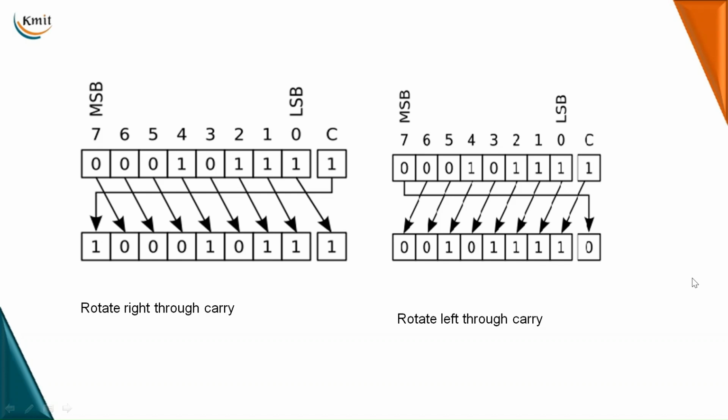So these are the different types of shift instructions, which are logical shift left and logical shift right, arithmetic shift left and arithmetic shift right. And in case of rotate, we have four operations: rotate left, rotate right, rotate right through carry, and rotate left through carry. So these are the different types of shift operations. So with this, we have completed data manipulation instructions.